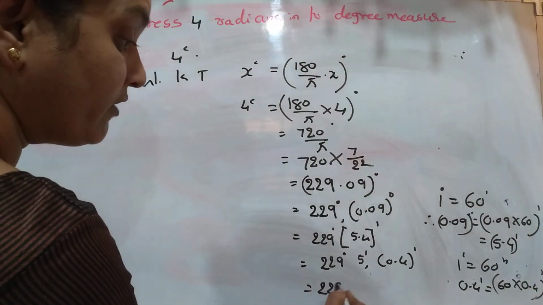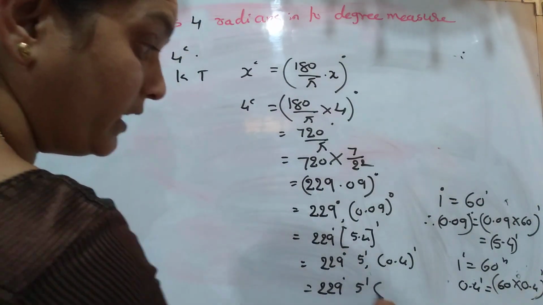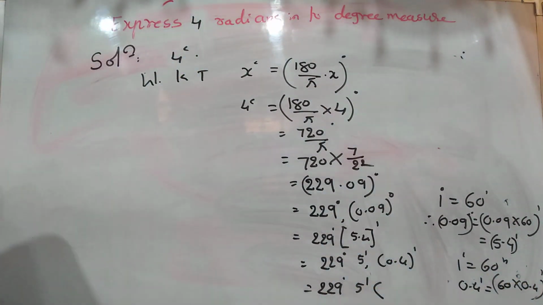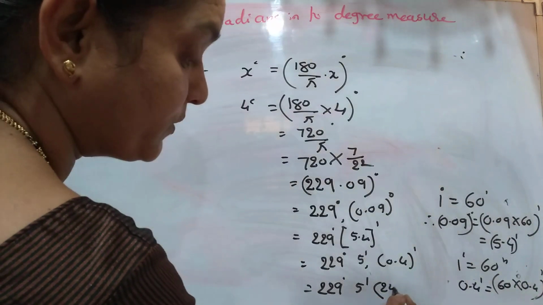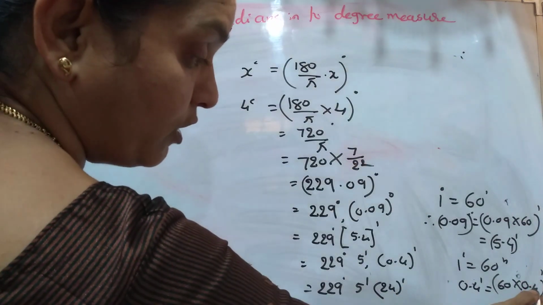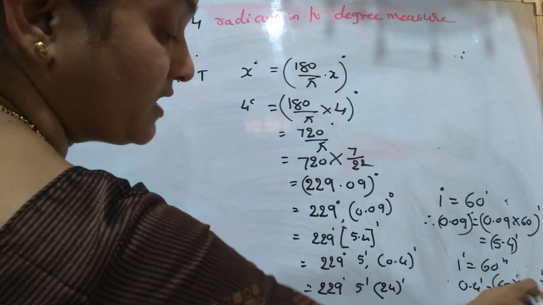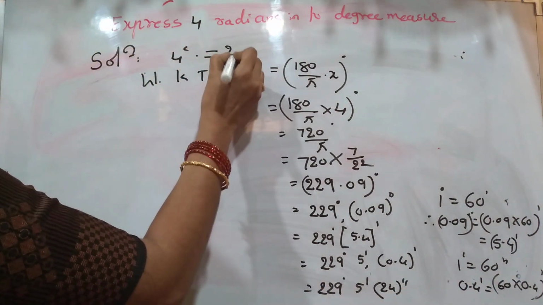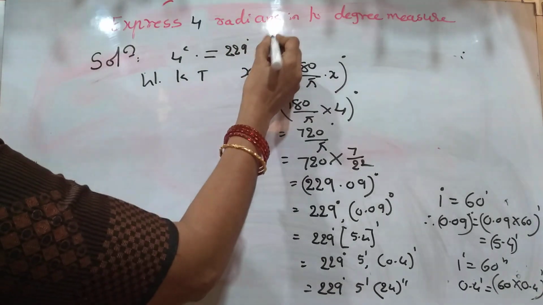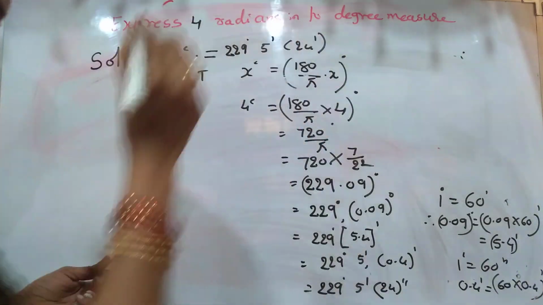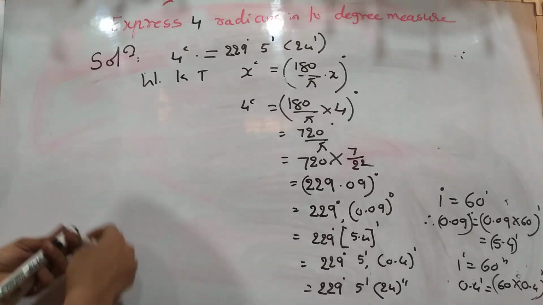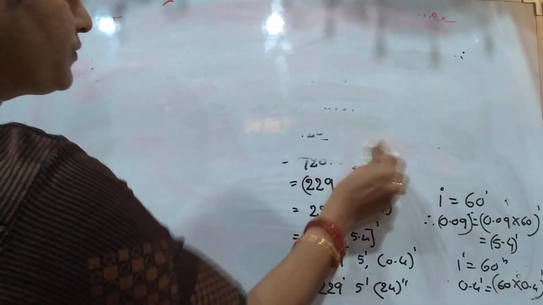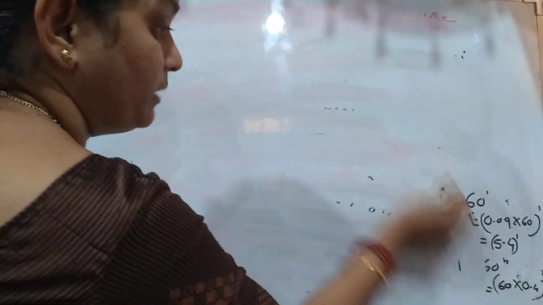So 229 degrees, 5 minutes. Then 6 4s are 24, so 4 upon 10, 0 and 0 cancel, 6 4s are 24 seconds. So 4 radians is 229 degrees, 5 minutes, 24 seconds. So I hope you have followed. Okay. So far we have expressed the radian measure into degree measure.